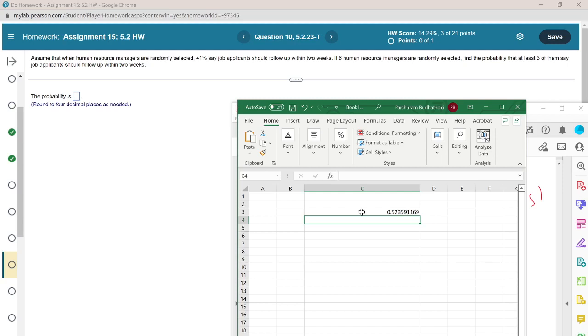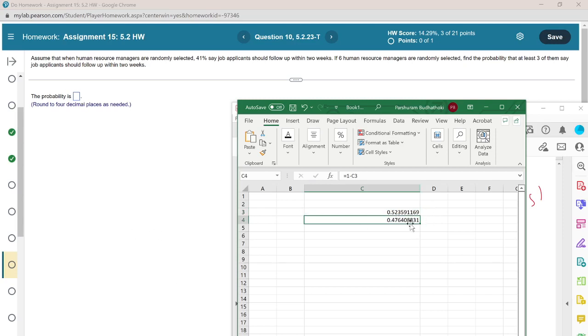But we want not 2 of them. We want more than 2. We want either 3, 4, 5, and 6, which is actually the complement of this value, which is 0.4764. So the complement of at most 2, cumulative 2, is 3, 4, 5, and 6. So that's why I subtracted this value from 1. Okay, so that's how you can answer this question.